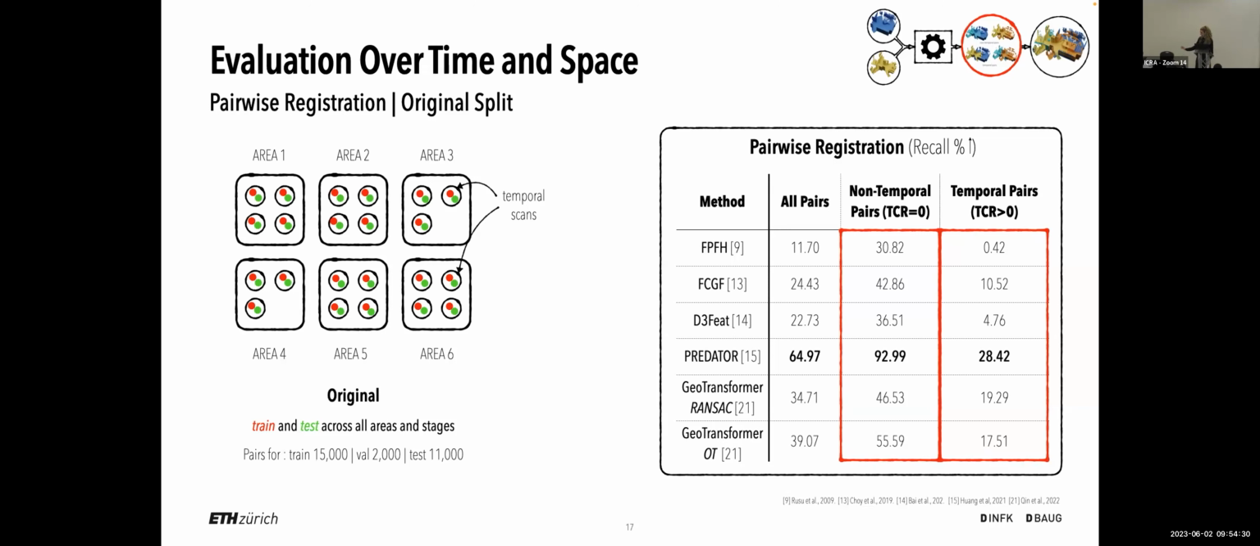Again, sorry, I didn't mention, this is registration recall, which essentially tells us which percentage of the data has been able to be registered correctly within a certain threshold of distance between the points. What does this tell us? That we need to be able to develop better methods that are able to perform this task for large geometric changes that have happened over time.